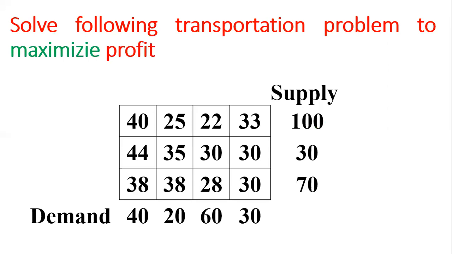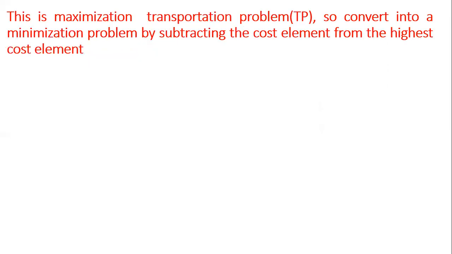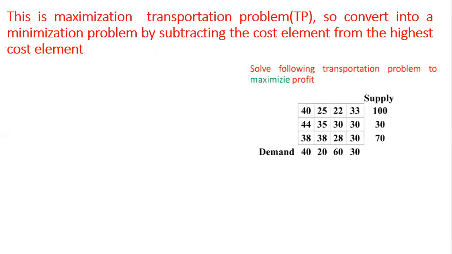How to convert maximization into minimization: by subtracting all the cost elements from the highest cost element. That's all. First, you have to choose which one is the highest cost element. The highest cost element is 40. So each and every cost element is subtracted from the highest cost element.